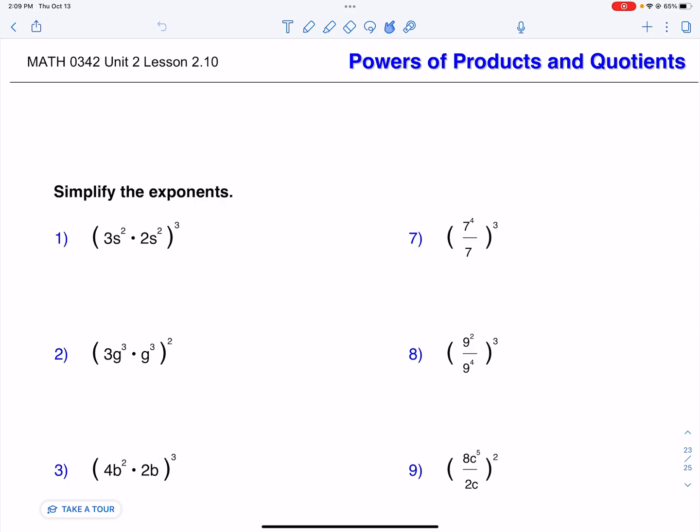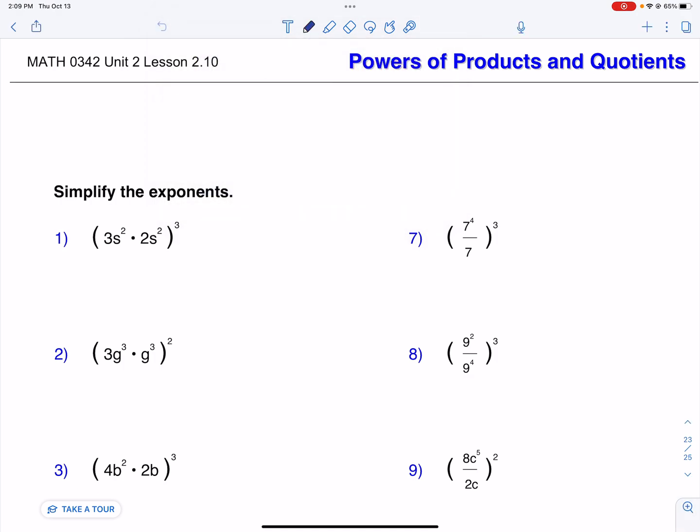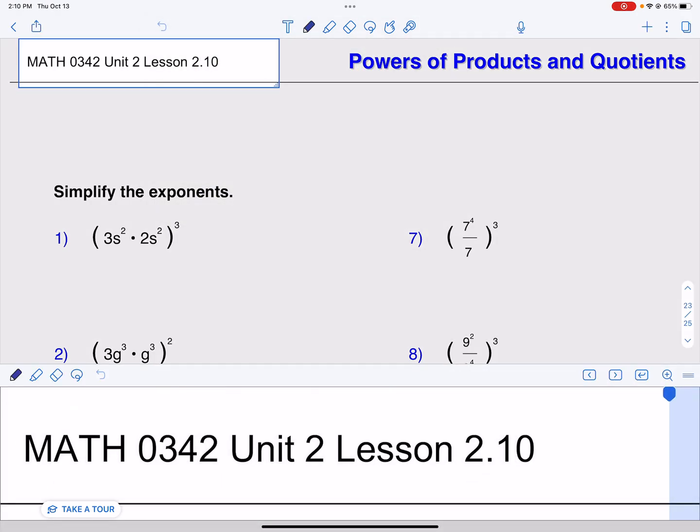Welcome back, my mathletes. Today we are going to take a look at the powers of products and quotients. Meaning we are going to raise two things that are multiplied to a power. So we're going to be dealing with exponents raised to another exponent. And it's a lot easier than it sounds like it's going to be. If you can multiply and you can handle the distributive property, you are going to be in good shape.